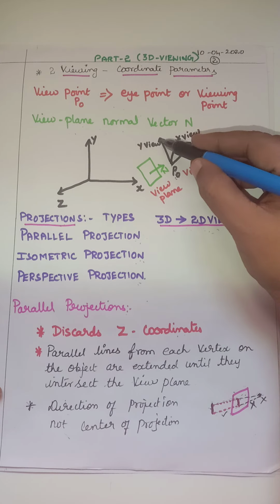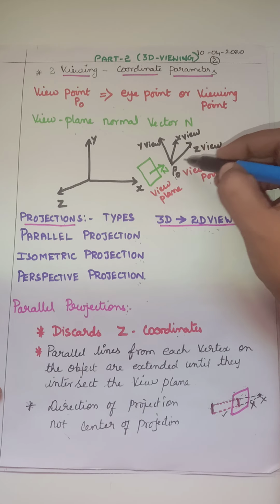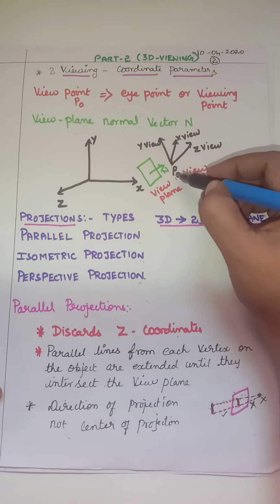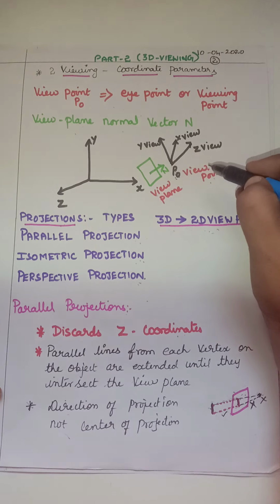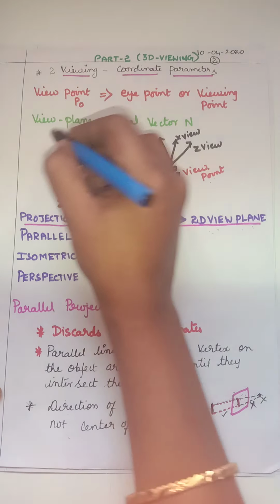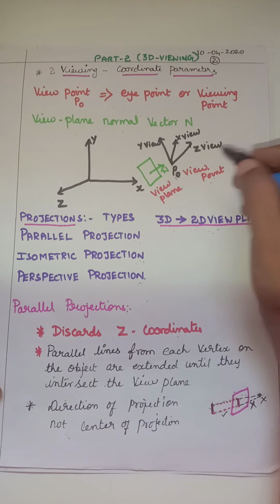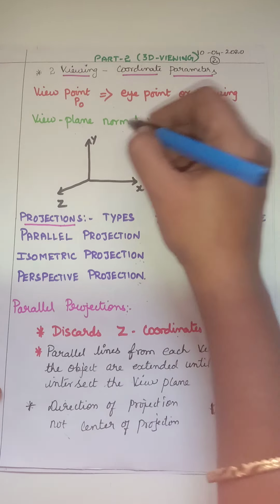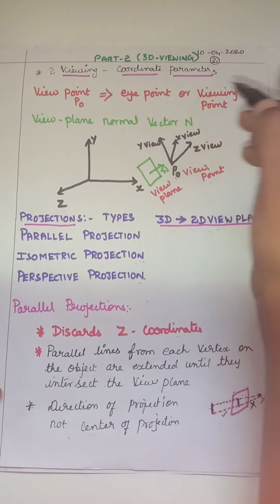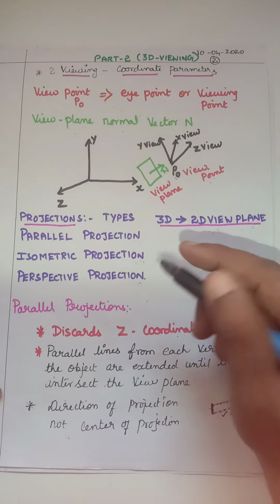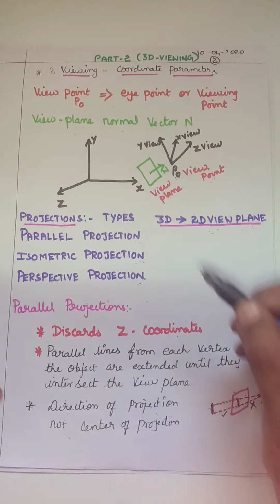Let me consider this example. Here is the x-axis, y-axis, z-axis. All three converge at a point called P0, and this P0 is called the eye point or viewing point. It is called the viewpoint. Viewplane is the surface on which the lines fall in a normal vector n. Normal vector in the sense that it falls perpendicularly, and this is what is called the viewplane.